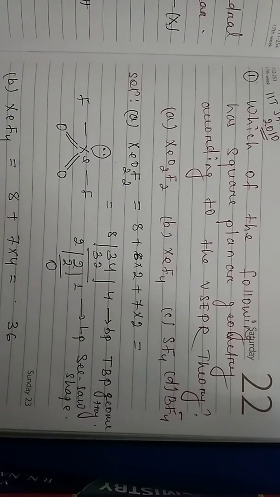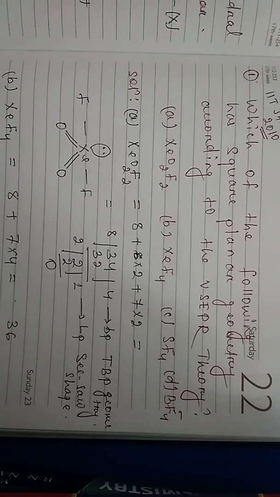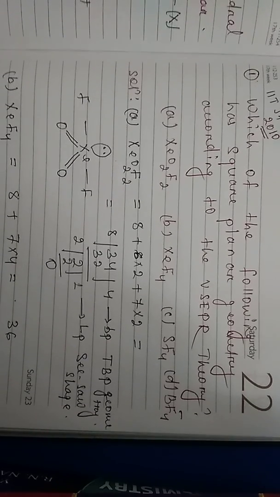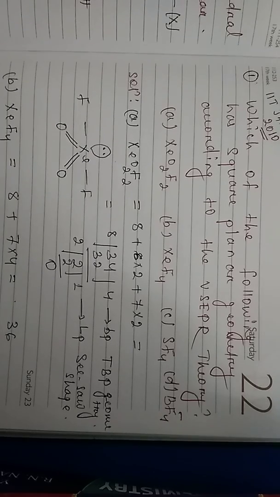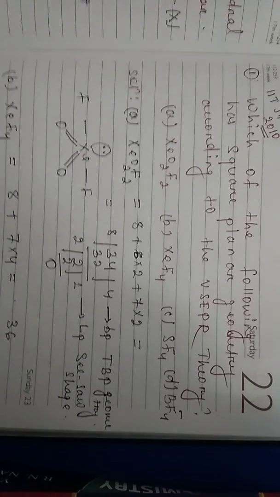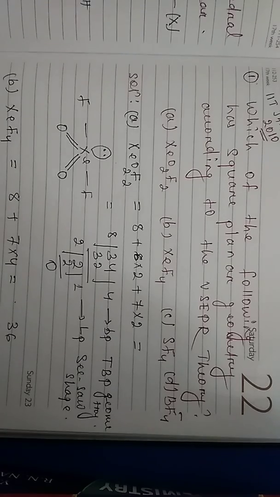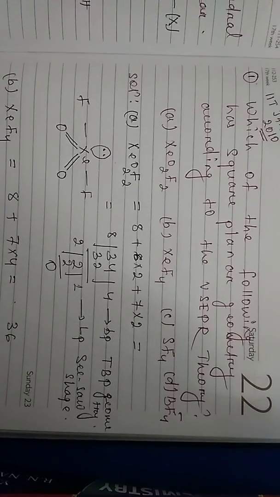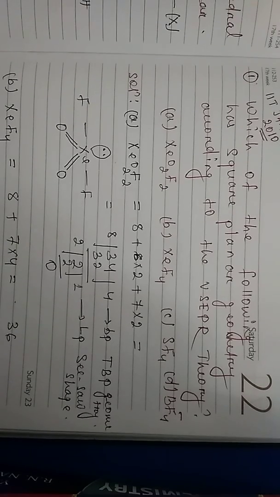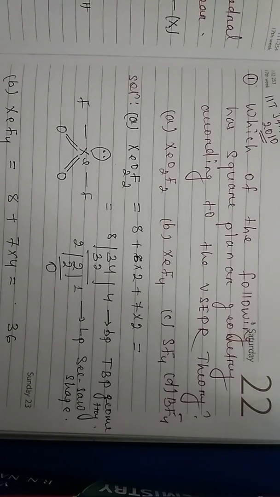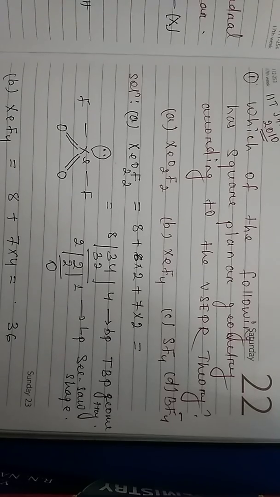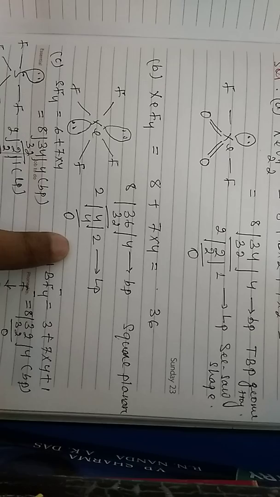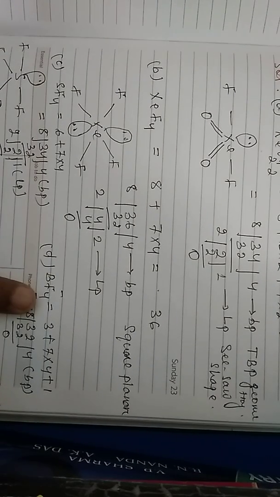So I divide 36 by 8. Here 4 is the quotient, which is the number of bond pair electrons. 8 into 4 is equal to 32, so 36 minus 32 is equal to 4. Again, I divide 4 by 2, so 2 into 2 is equal to 4, and the quotient is 2 with remainder 0. The first quotient is the bond pair electrons and the second quotient is the lone pair electrons.